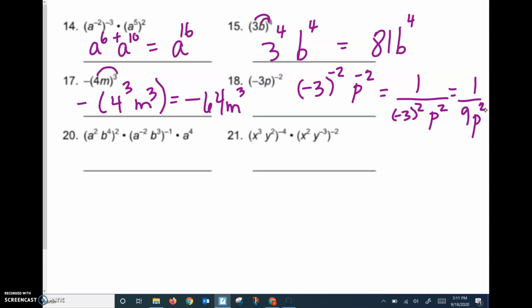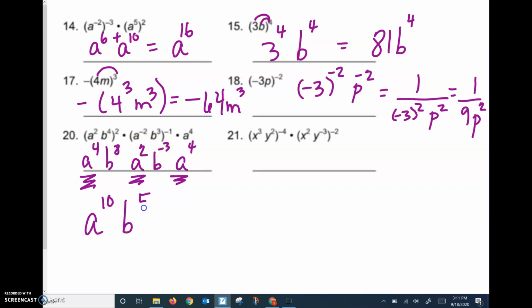All right, number 20. Take this exponent in. So we have a to the 4th. Remember, we are multiplying those exponents. B to the 8th. Bring this exponent in, and negative 2 times negative 1 is a 2. 3 times negative 1 is going to be a negative 3, and then we have a to the 4th. All right, now we have to combine this a, and this a. So we have a to the 10th. And we're going to combine our b's, and we have 8 minus 3, so we have b to the 5th.